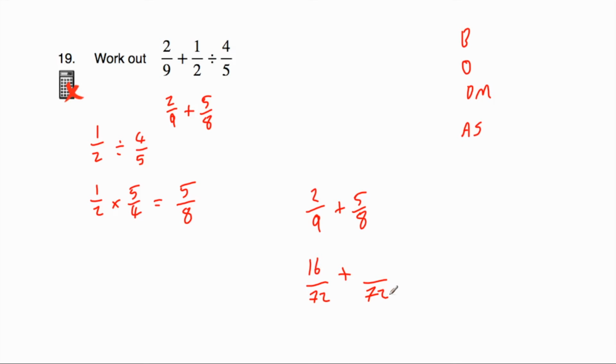To get from 8 to 72, we multiply by 9. So we multiply the numerator by 9. 9 times 5 is equal to 45. So we've now got 16 over 72 plus 45 over 72, and we just need to add them. And that's going to be equal to 61, because 16 plus 45 is equal to 61 over 72. And 61 and 72 have no other common factors apart from 1, so it can't be cancelled down. So that's our answer, 61 over 72.